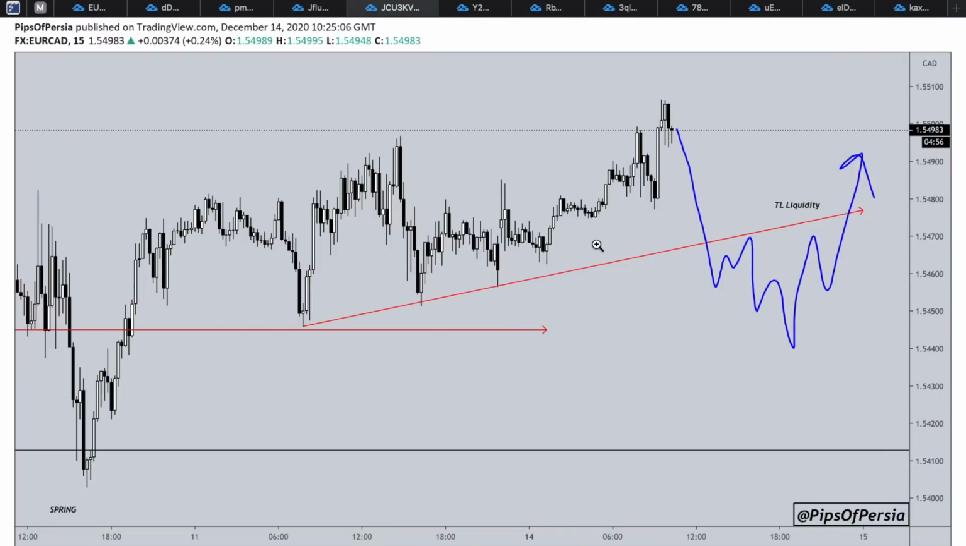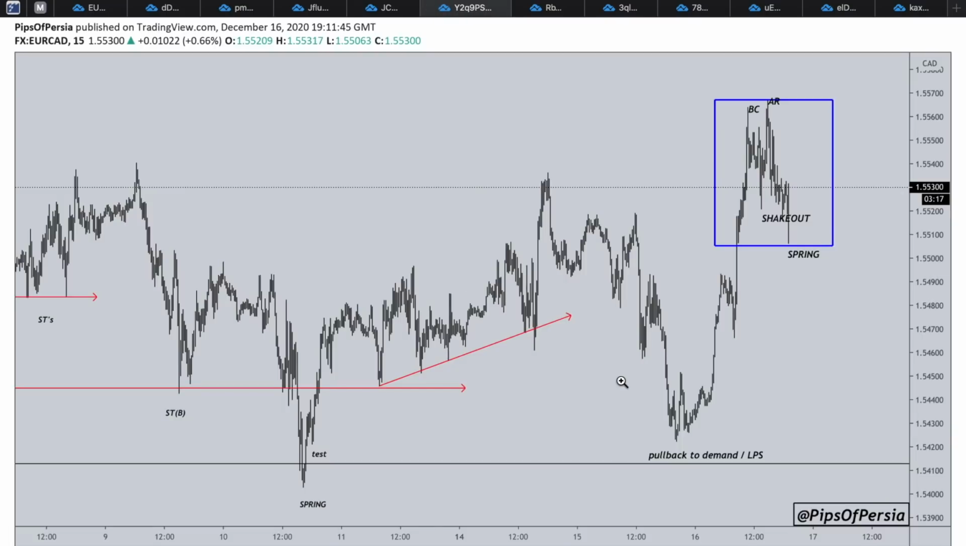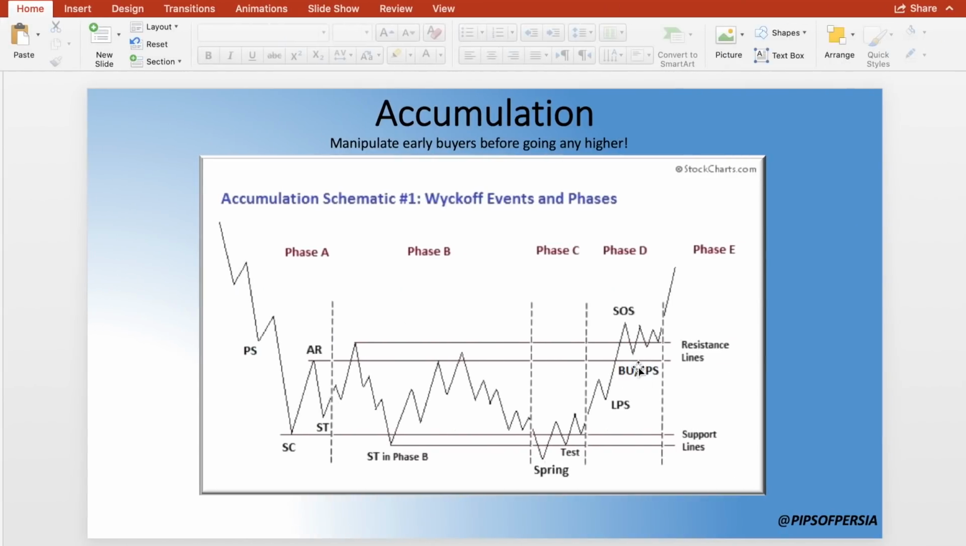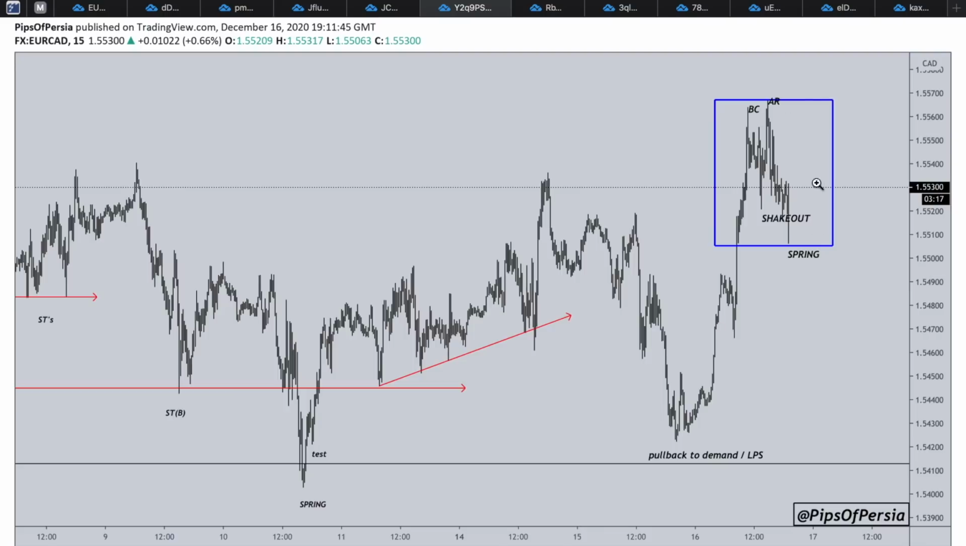So after this screenshot where we kind of expected it to come lower and then go higher, this is now the next picture, which we pulled back to the areas of demand. That last point of support had this rally higher, and the area that I have got boxed up over here is simply that BU/LPS on your accumulation schematics. And this is the same area that is a lower time frame reaccumulation.